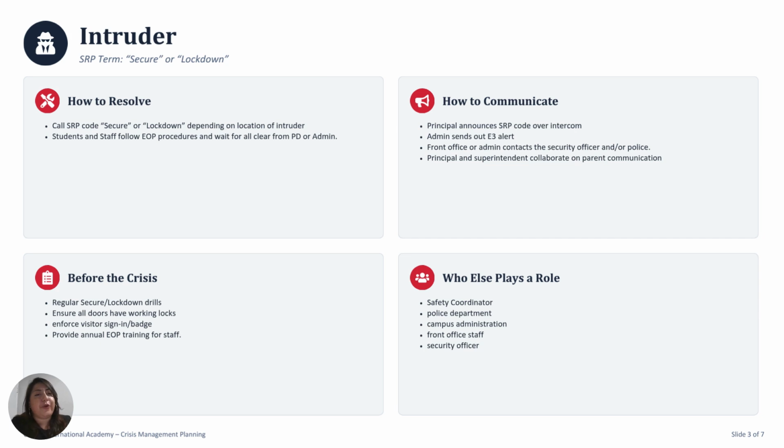So, moving on to an intruder. Now, intruders could act in two different ways. We could have intruders that are already on our campus, or intruders that are outside of our campus trying to enter it. Depending on the scenario, we will use the SRP code secure, or we will use lockdown. Secure will be if it is an outside source, such as somebody on the outside of our electronic gate, or somebody trying to get into the front office that is not permitted to do so. Or we will have a lockdown drill, depending again on the location of the intruder.